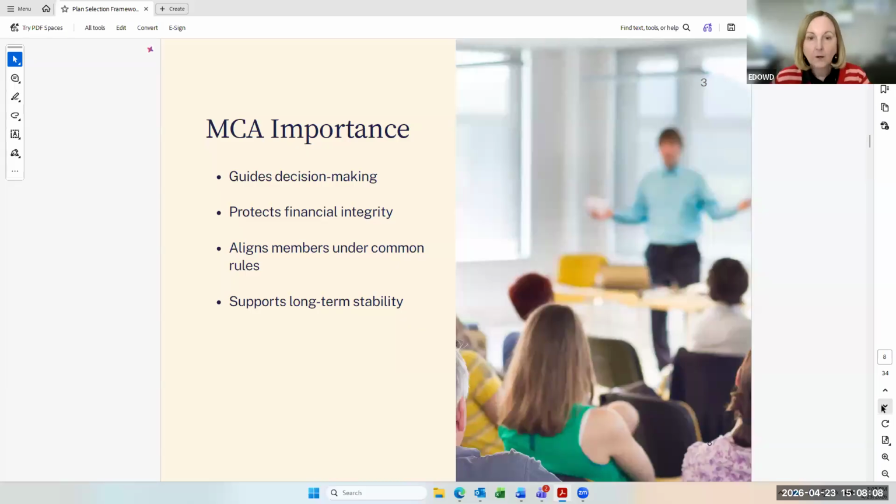Please review your MCA each year. We ask you to sign it every year whenever there's a change, because we add new members every year. There's almost always a change to the MCA. But we ask you to refresh your memory on what is actually in the municipal cooperative agreement and what you as a municipal member have agreed to as part of this collaboration.